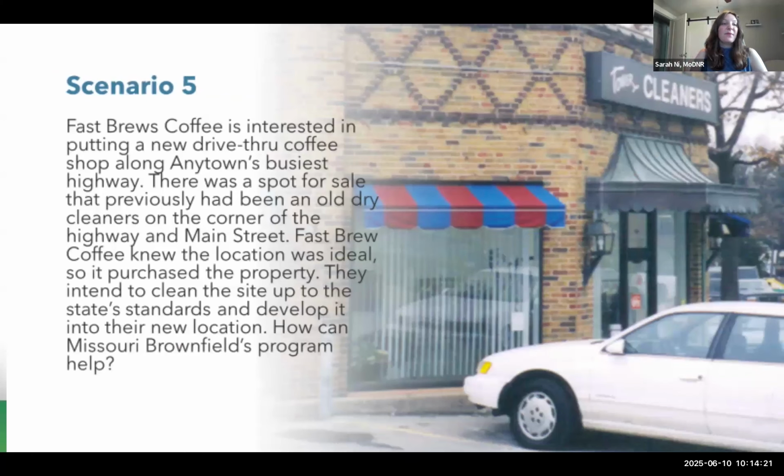Scenario number 5: Fast Brews Coffee is interested in putting a new drive-through coffee shop along any town's busiest highway. There was a spot for sale that previously had an old dry cleaner on the corner of the highway and Main Street. Fast Brews Coffee knew the location was ideal, so it purchased the property. They intend to clean the site up to state standards and develop it into their new location. So how can the Missouri Brownfields program help?